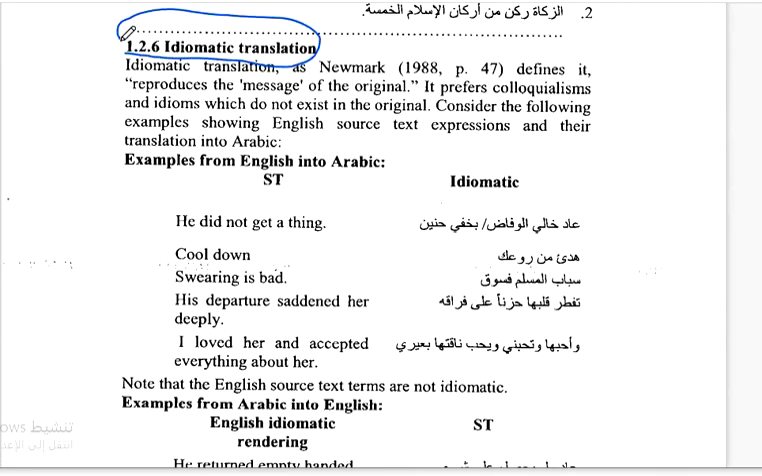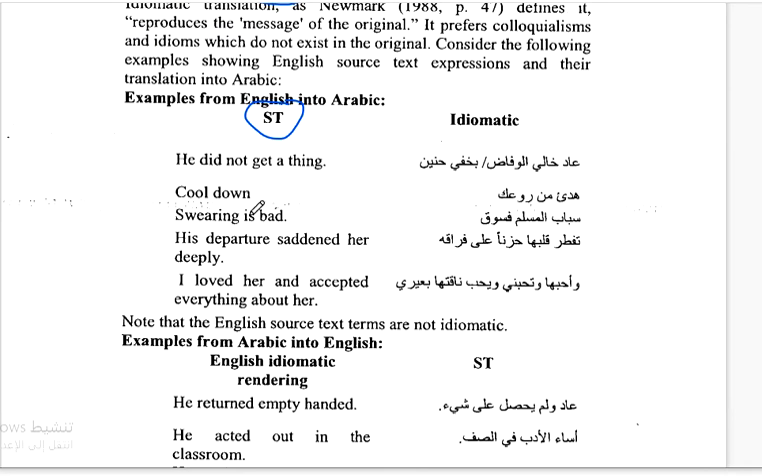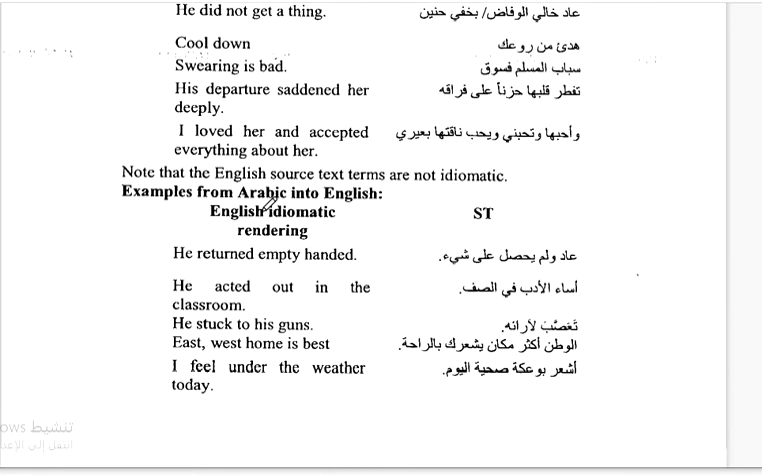Yes, and focus here, idiomatic translation, it's not necessary the idiom to be in the source text. It's not necessary. The idiom should be in the target text. For example, he did not get a thing. It's not an idiom, but it's translated into idiom in the target language. So he didn't get a thing. عاد خالي الوفاض أو عاد الخفاي حنين. Cool down. هدأ من روعك, etc.